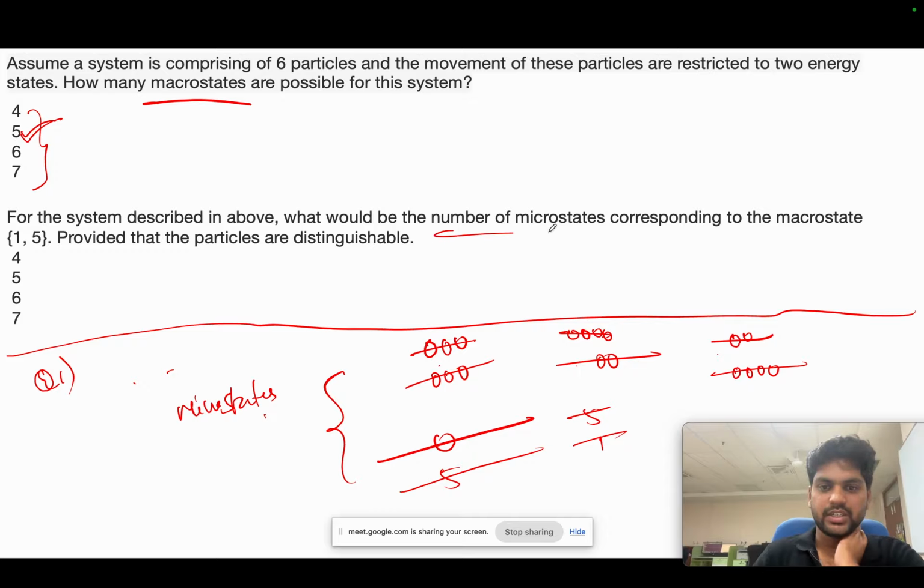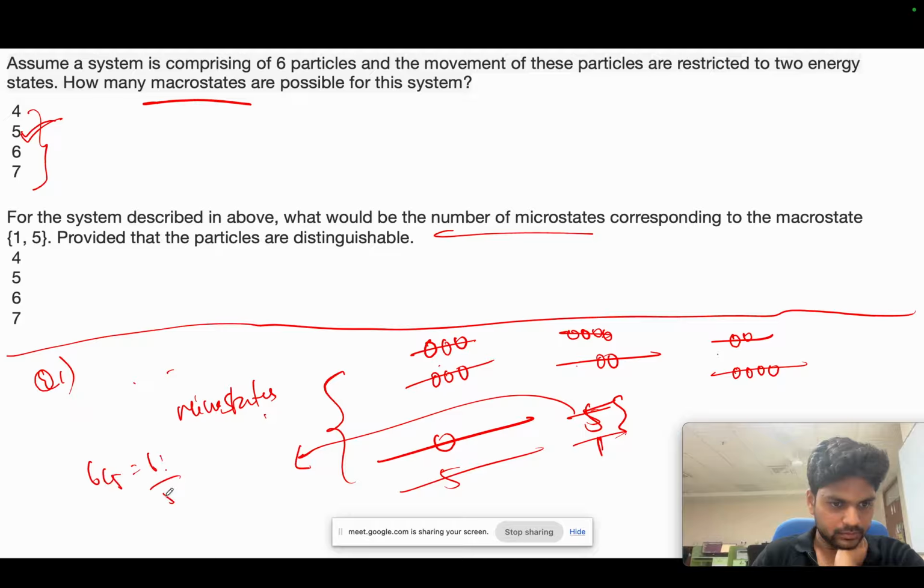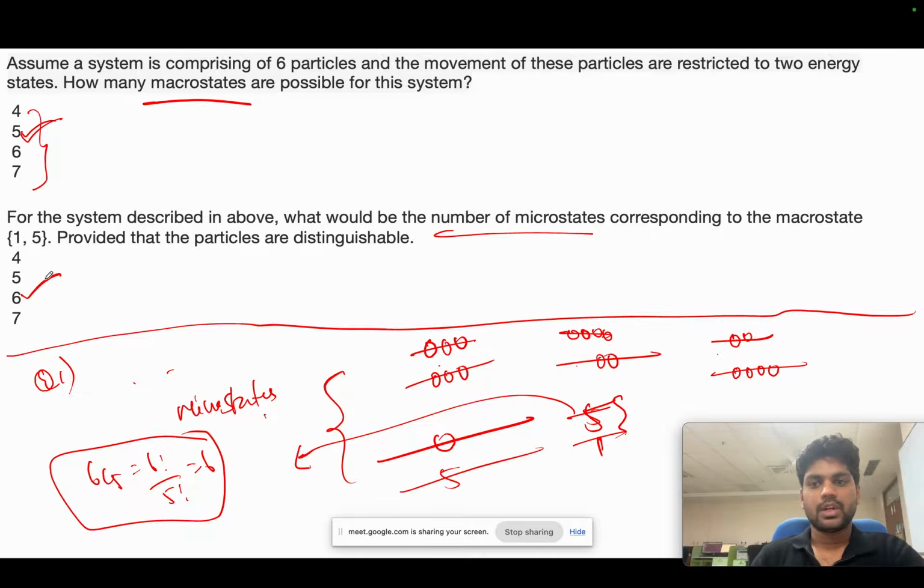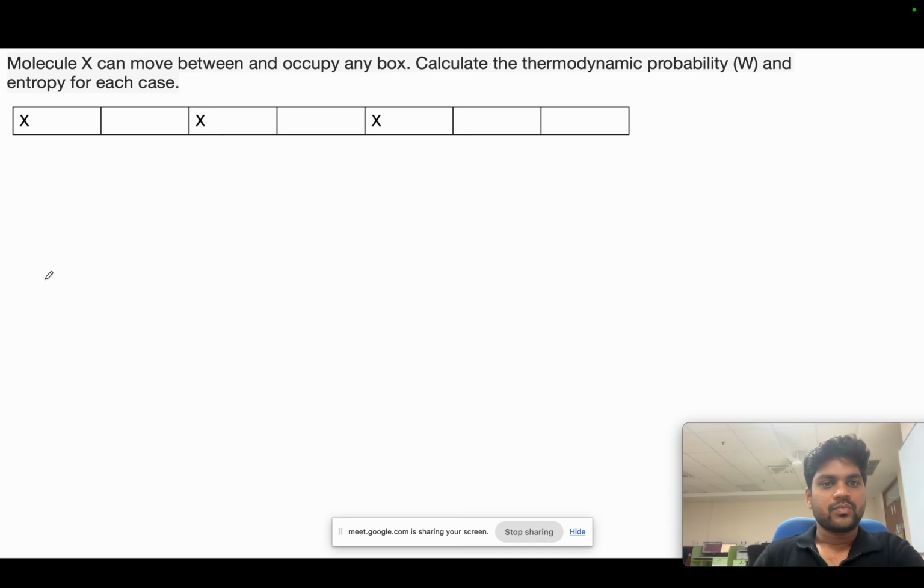So the second question was, what would be the number of microstates corresponding to the macrostate 1 comma 5. So 1 comma 5 is this one. The ground state is 1, the upper state is 5. So can you give me the answer for this question? 6. Yeah. This is last year's question, so we'll get the same type of question in this experiment also.